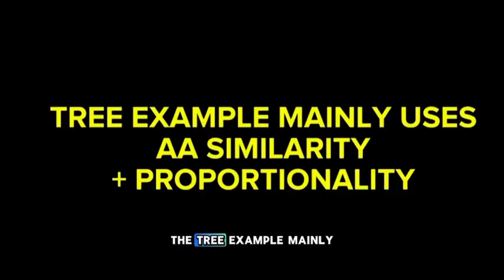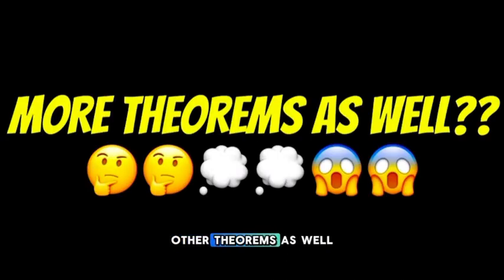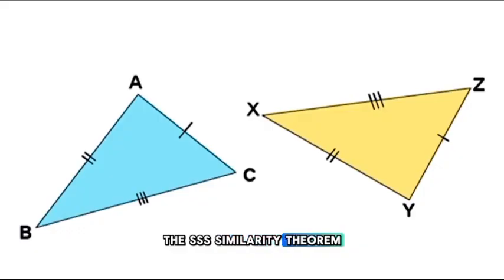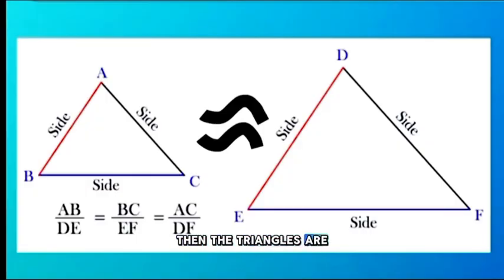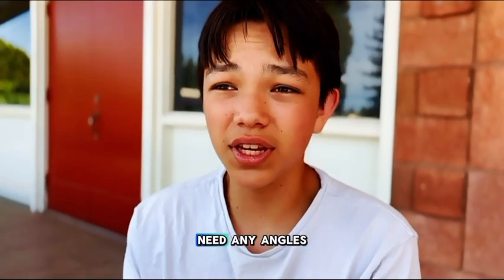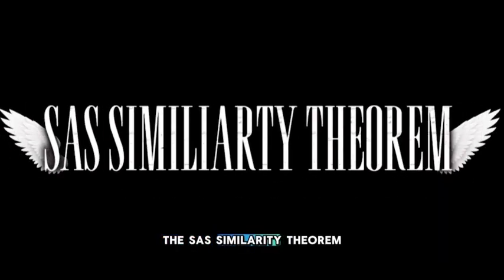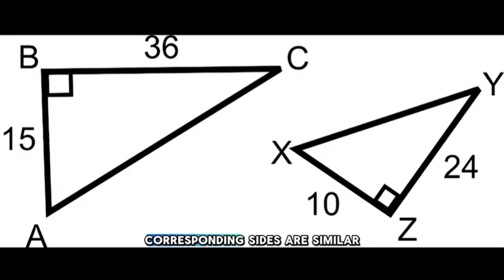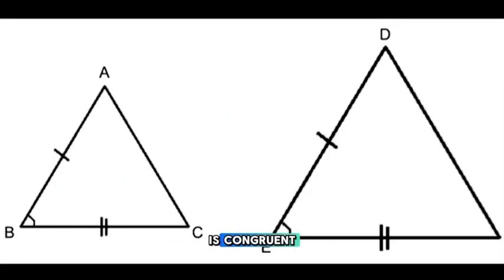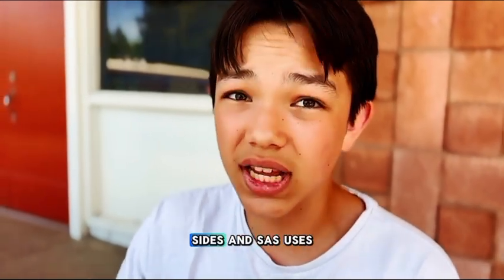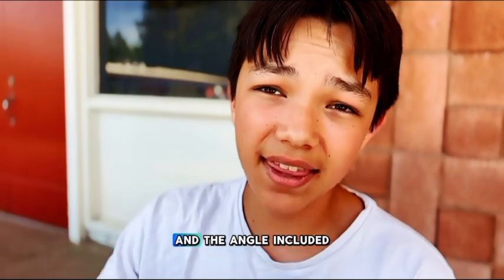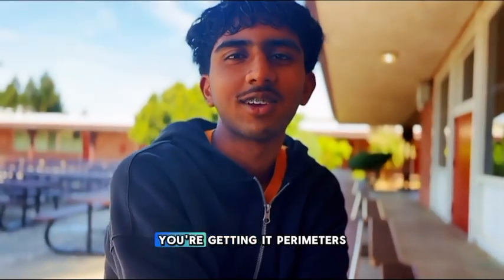The tree example mainly uses AA similarity and proportionality, but our unit included other theorems as well. The SSS similarity theorem says that if all three pairs of corresponding sides of two triangles are proportional, then the triangles are similar. So with SSS, you don't need any angles, you only need side ratios. Yeah, you're right. The SAS similarity theorem says if two pairs of corresponding sides are proportional and the included angle is congruent, then the triangles are similar. SSS uses the 3 sides, AA needs no sides, and SAS uses 2 sides and the angle included between them. Exactly, you're getting it.